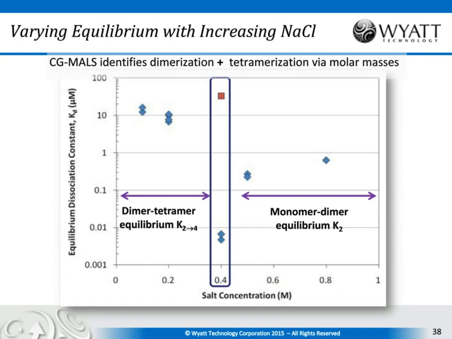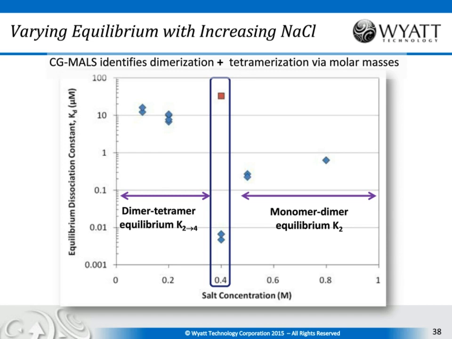But the CG-MALS analysis shows that over the different salt concentrations, you can find a region of monomer-dimer equilibrium. You can find a region of dimer-tetramer equilibrium, where all of the monomers have been dimerized, and then there's a little bit of additional self-association of the dimers. And then in this intermediate ionic strength, actually both of those are occurring simultaneously, and you can pick out from the CG-MALS analysis both the monomer-dimer association constant and the dimer-tetramer constant.